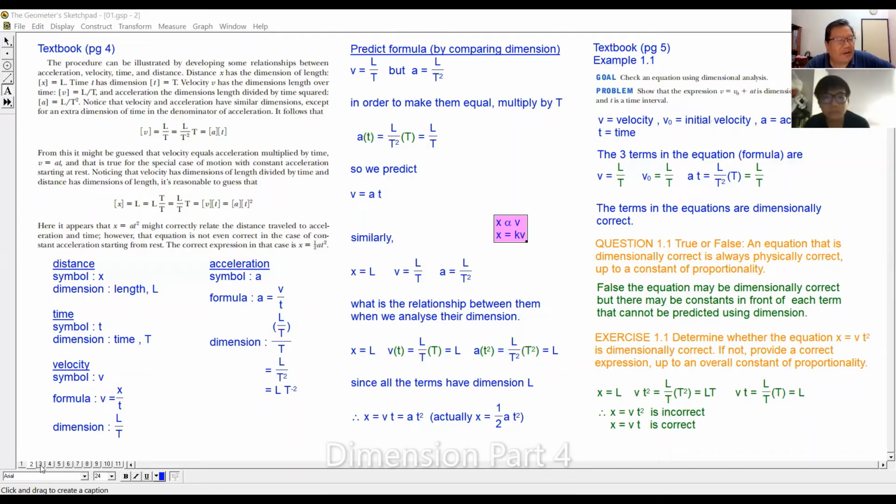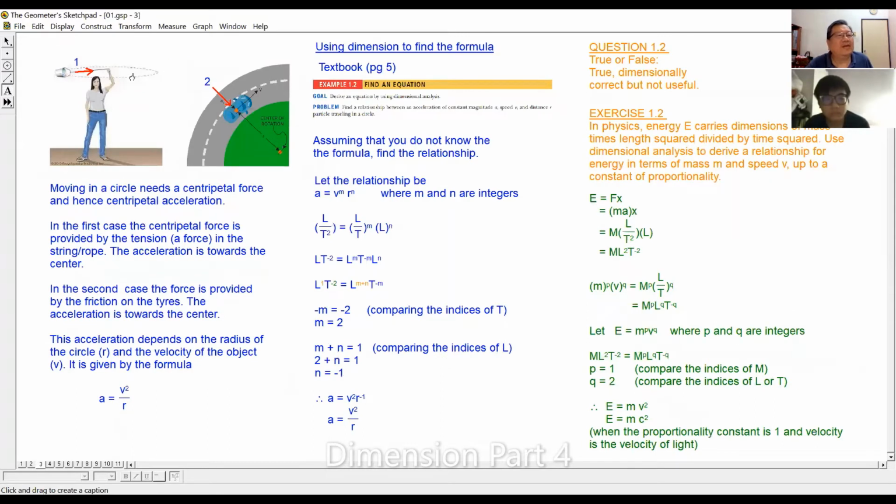Okay, next one. Maybe you have not come across this thing, so I will tell you about it first. This is about centripetal force. Centripetal force is about circular motion.